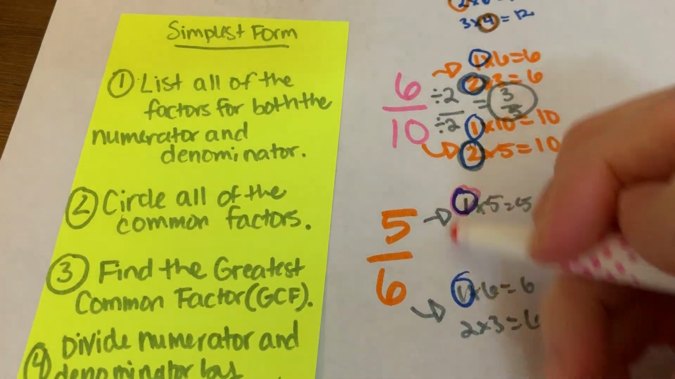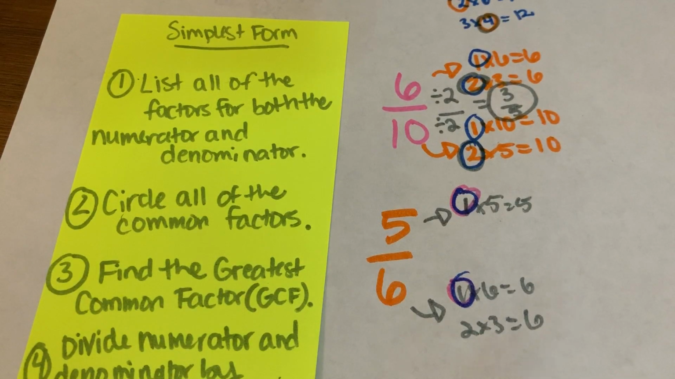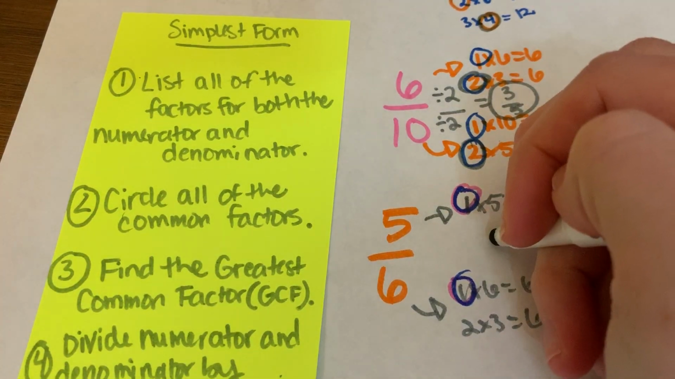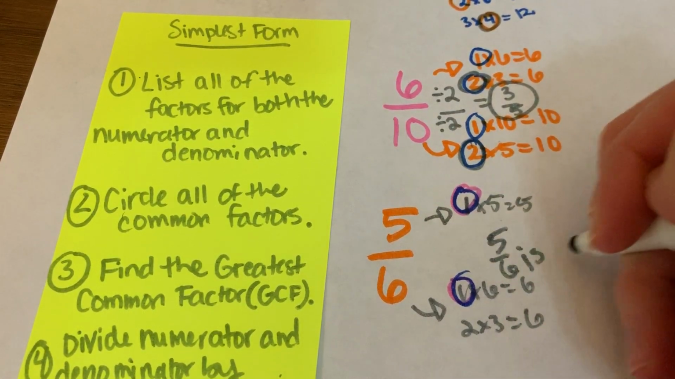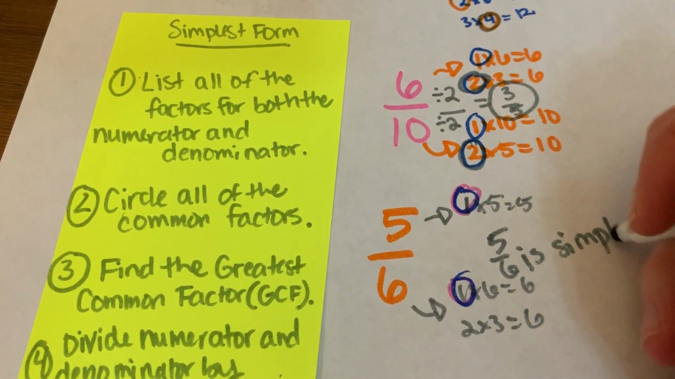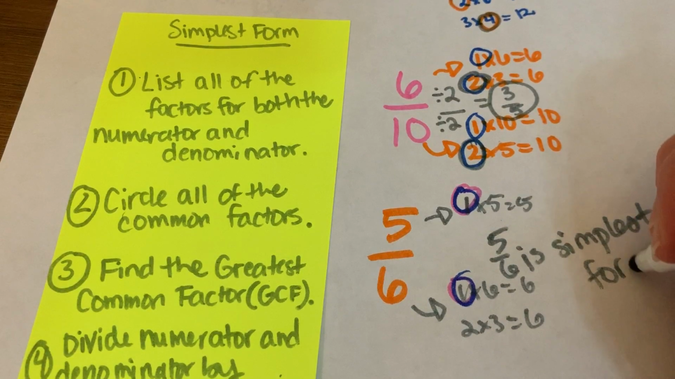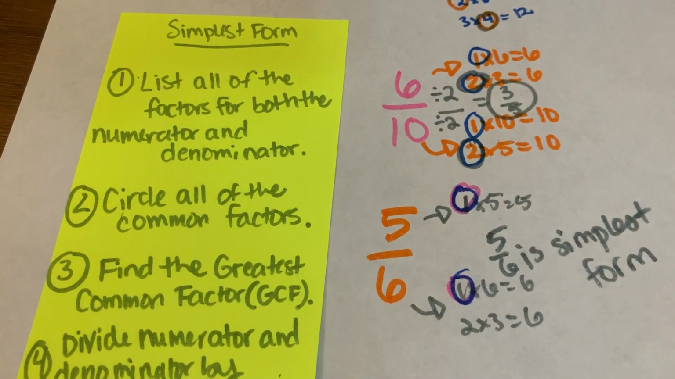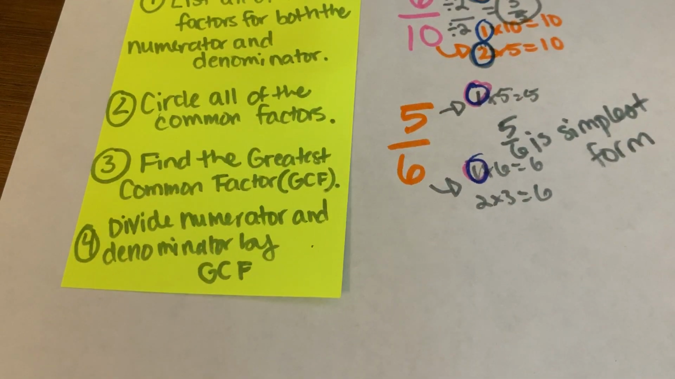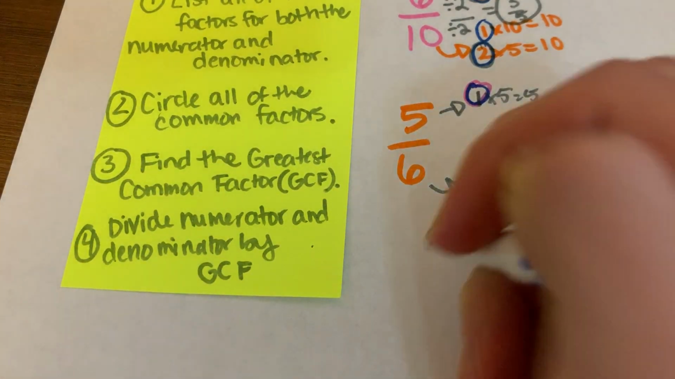Well, it's just 1. Okay, so the GCF is 1, which basically means if I divide by 1 on each of those, I'm still going to end up with 5/6. So 5/6 is simplest form, okay? So sometimes that'll happen. Sometimes you will have simplest form already. It's important to pay attention to that. All right, I want you to go ahead and try this one.